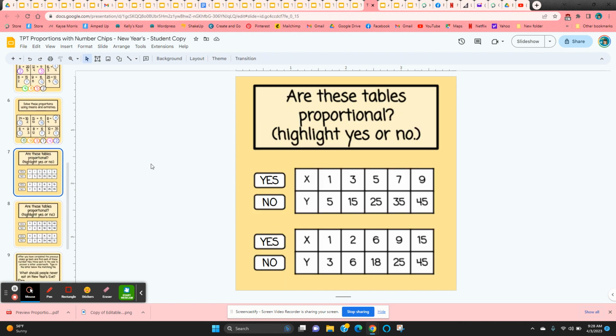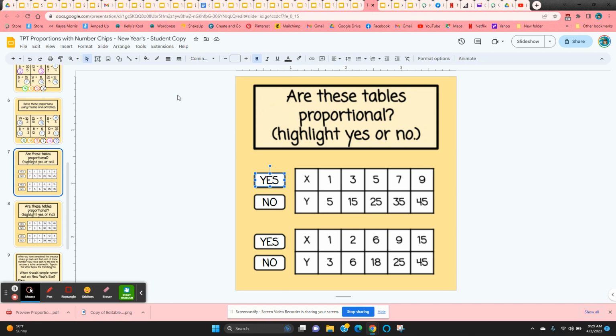Then they're going to be looking at proportional tables. Are these tables proportional? What do we do to the x value to get the y value? Here we multiply times 5. So that means every single one of these x values you multiply times 5 to get the y value. So it is a proportional table.